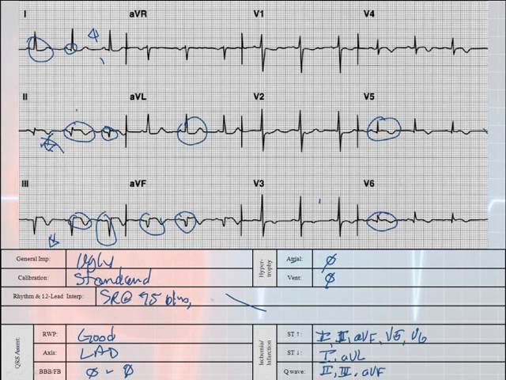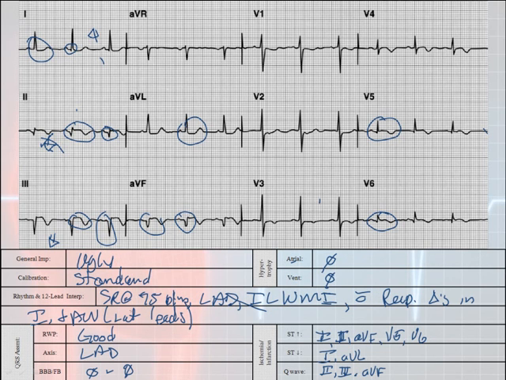So how do we interpret this? Sinus rhythm at 75 beats a minute with a left axis deviation, inferior lateral wall MI, with reciprocal changes in 1 and AVL. So you can say 1 and AVL, or you can say reciprocal changes in 1 and AVL, or you can put lateral leads.